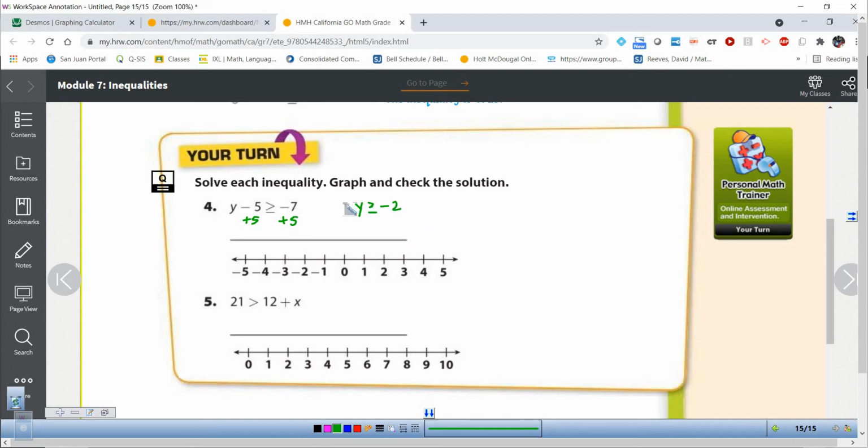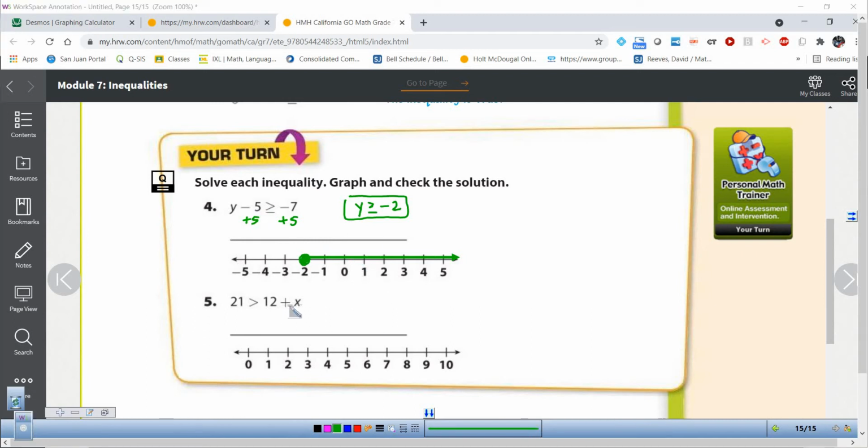Now I want to graph that solution. Notice this time we have the equals, so when I go to negative 2, I'm going to make that circle, but I'm going to fill it in. That's where y is equal to negative 2, but I also want to look at the values that are greater. And remember, greater values go to the right. So there we go, that is my solution and my graph for that inequality.